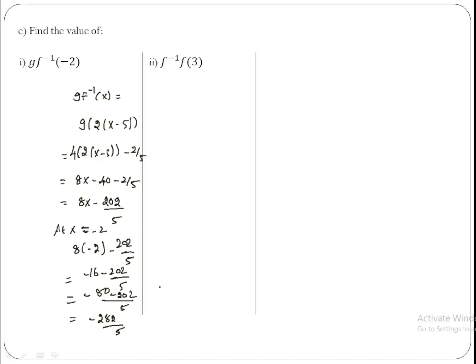Then shall we go to the next question of the subdivision. That is f inverse of f of 3. So we know that f is the inverse of f inverse, and f inverse is the inverse of f. So by the property, we can write directly as 3.